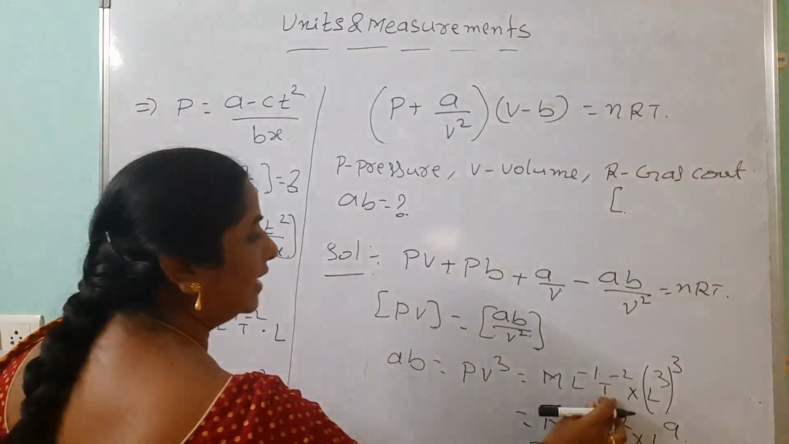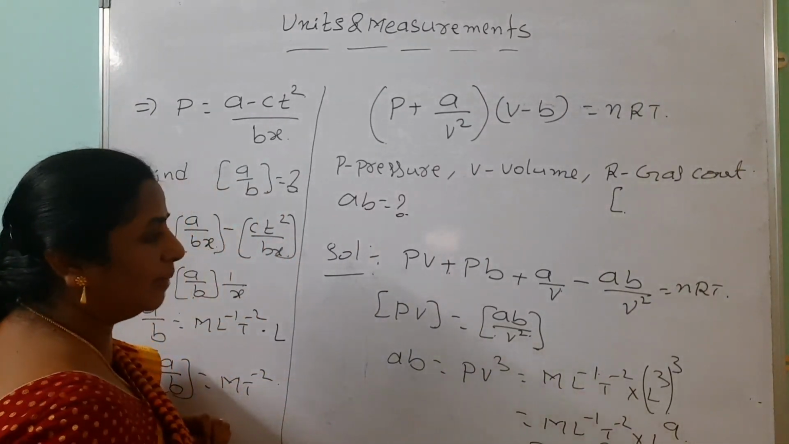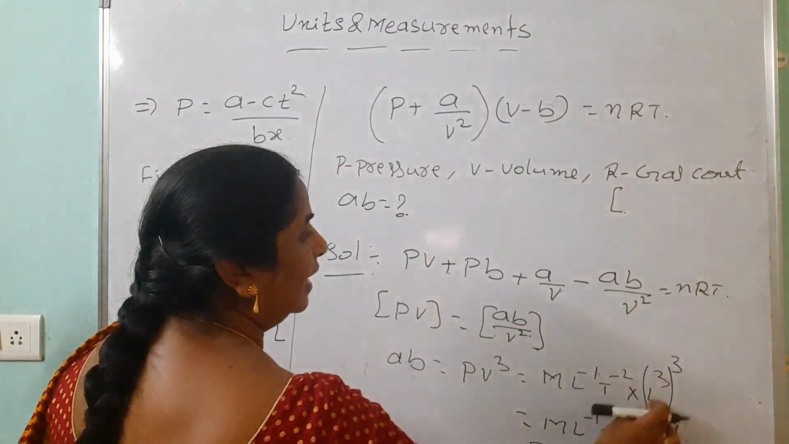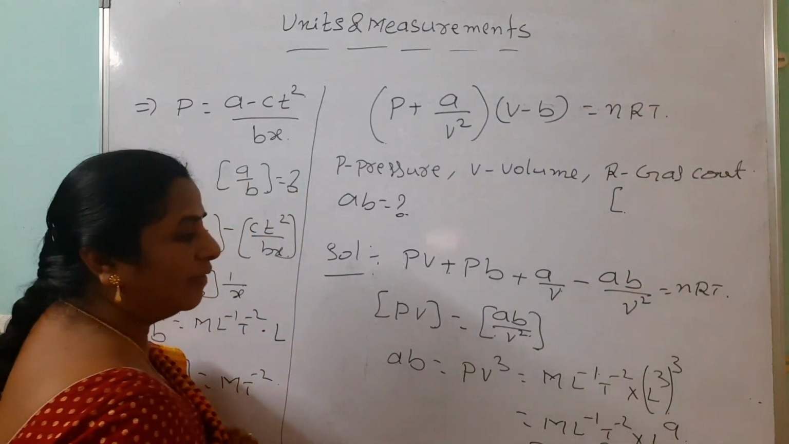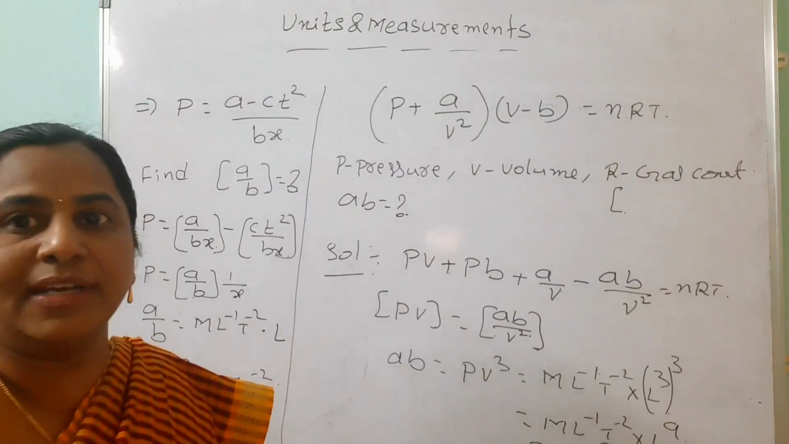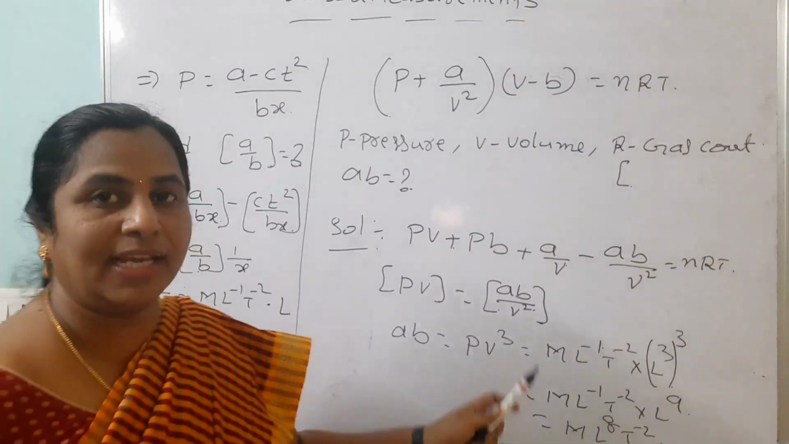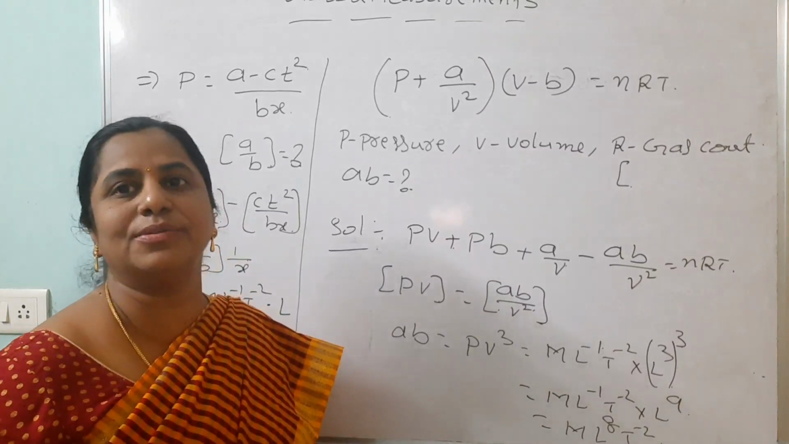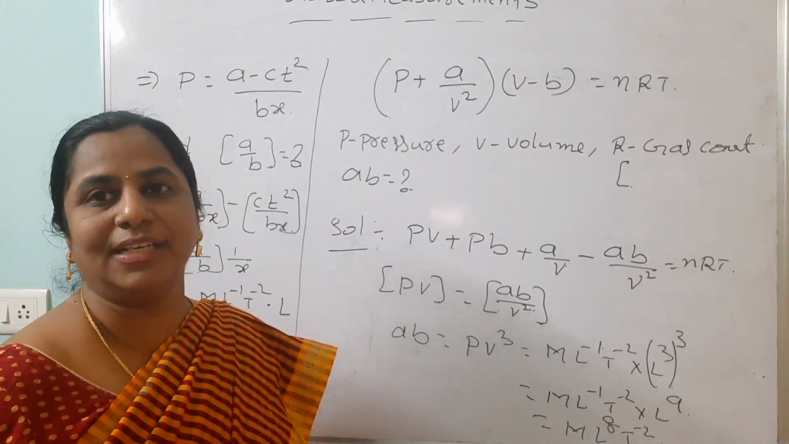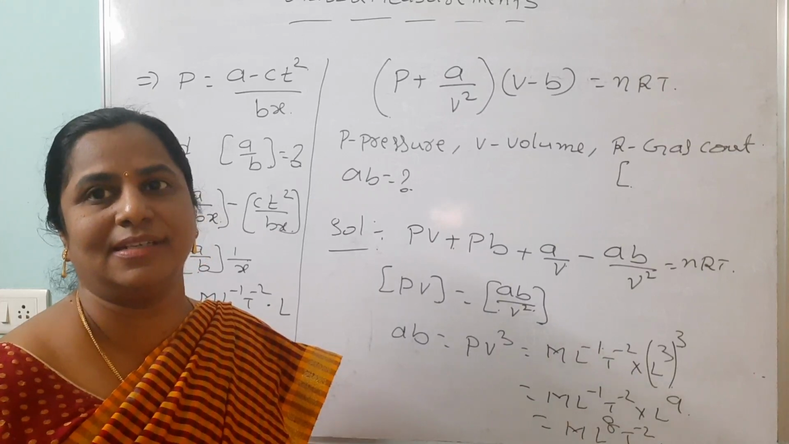Instead of pressure, you write the dimensional formula, M L power minus 1 T power minus 2, into L cube whole cube, which is L power 9. After simplification, you can get it. This is the dimensional formula for AB. Like that, this is the use of checking the correctness of the given equation. Our second application is completed.